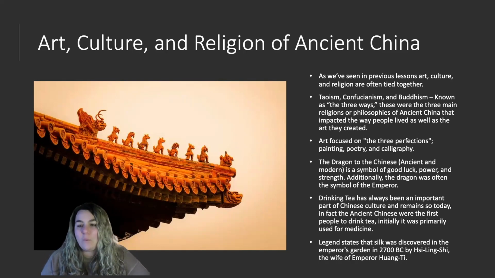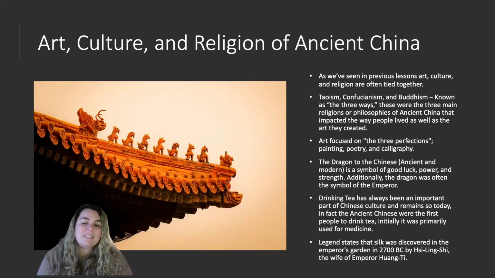Drinking tea has always been an important part of Chinese culture and remains so today. In fact, the ancient Chinese were the first people to drink tea, and initially it was primarily for medicine. So they would drink tea as a medicinal thing, not just for enjoyment. But eventually it became kind of a cultural enjoyment thing to partake in. So legend states that silk was discovered in the emperor's garden in 2700 BC by Xi Lingxi, and this was the wife of Emperor Huangti.